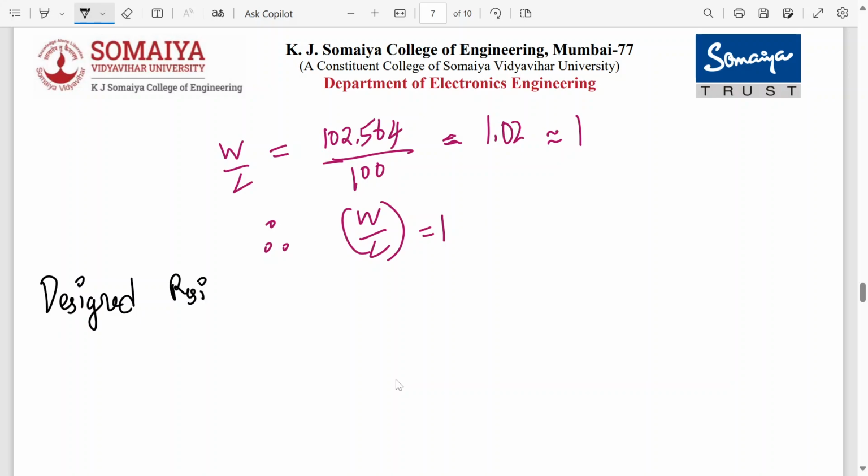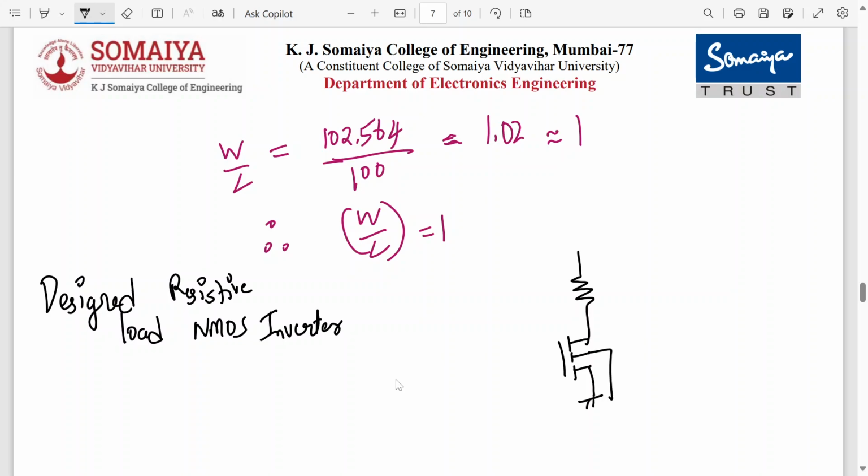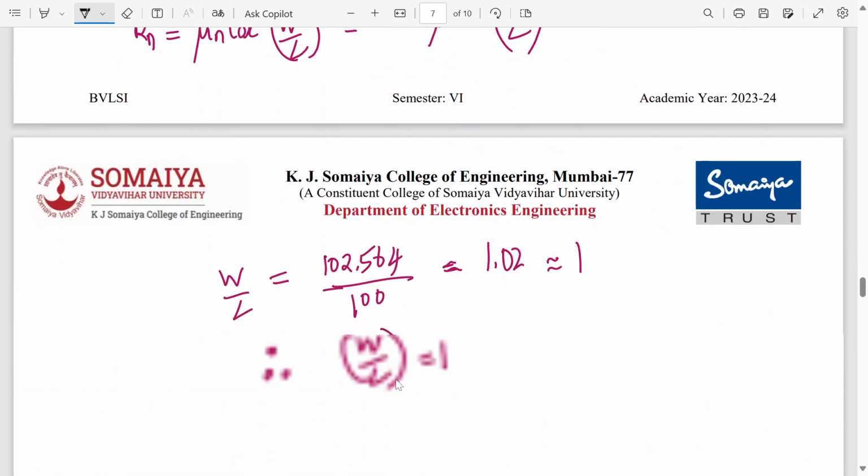Designed resistive load NMOS inverter is given by: this is gate, this is input, here is my output, and this is your VDD level, this is RL. So here RL value, W by L ratio is how much? 1. RL value is how much? 60K.